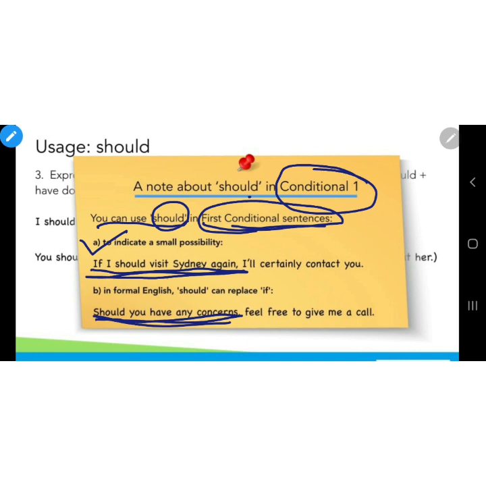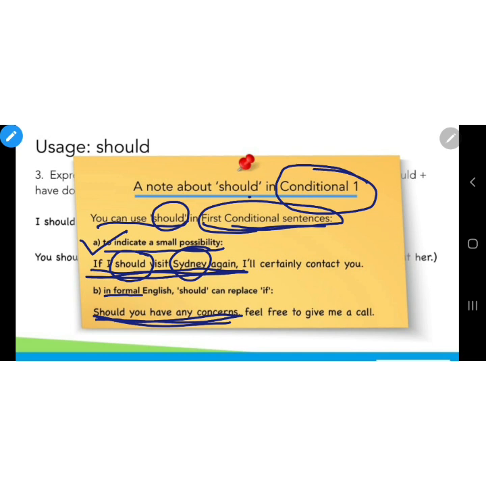If I should visit Sydney again, I'll certainly contact you. So you see here we have used should. That means the chance of visiting Sydney is very, very small. That is the reason we have used should here, to indicate a small possibility.